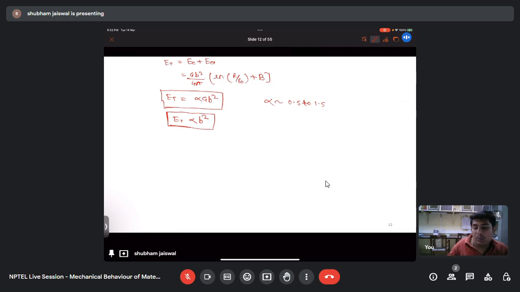So E_T is directly proportional to B square. So what are the things we can write? The unit of energy in this case is joule per meter. Also, the core energy cannot be modeled using the linear elastic equation. So here we have not modeled the core energy, we have only modeled the elastic energy.